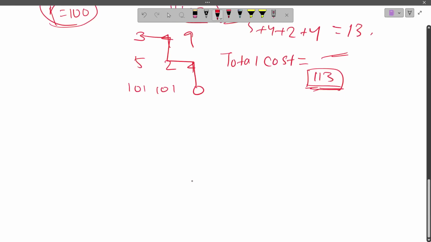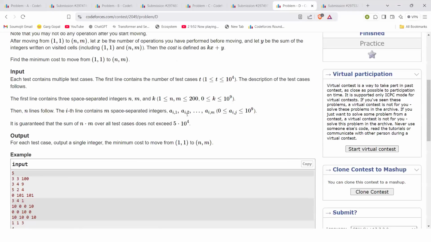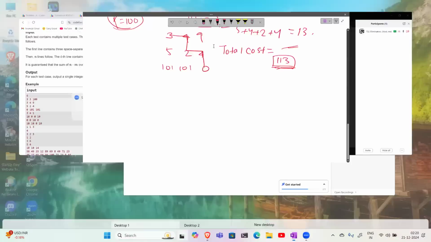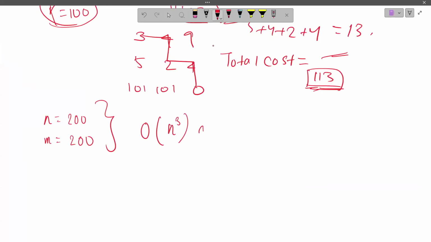Now there is one important thing to note in the problem, which is a very clear hint of how to solve the problem, and that is the values of n and m. The value of n and m is given as 200. So if the value of n and m is 200, what does that mean? It means that the problem setter actually asks for an O of n cube code.